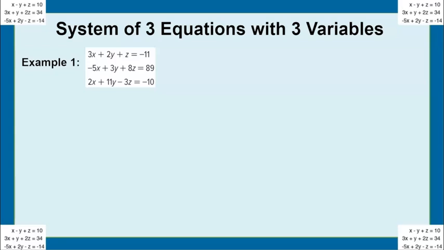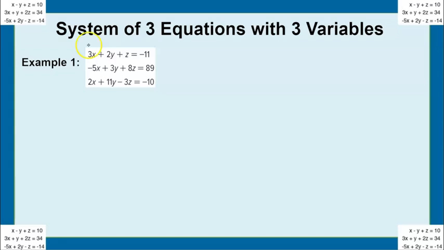In this video, I'm going to show how you can solve a system of three equations with three variables. So the first thing we want to do is eliminate one of the variables in two of the equations. So I'm going to take the top two and I want to eliminate one of the variables. We're going to eliminate the z's.